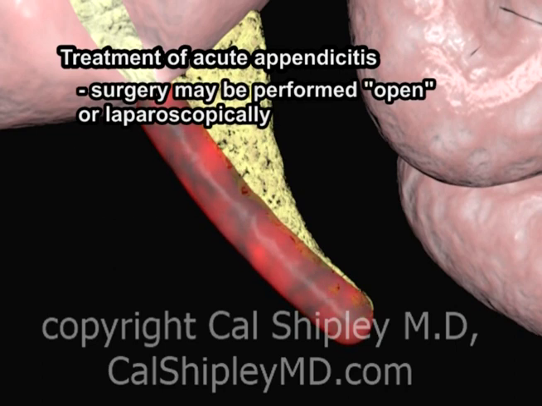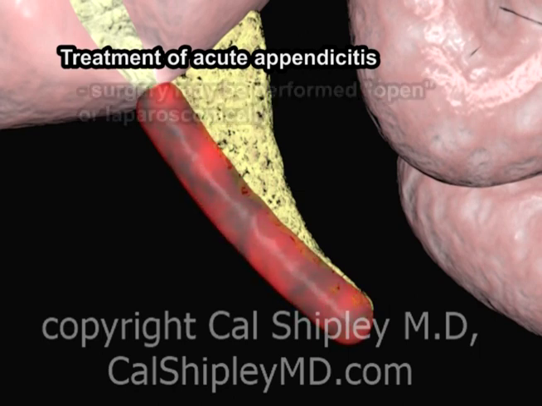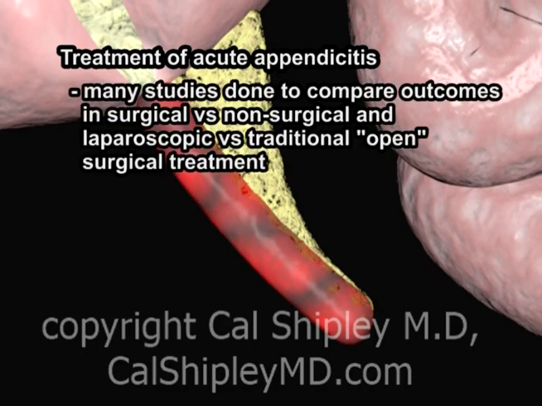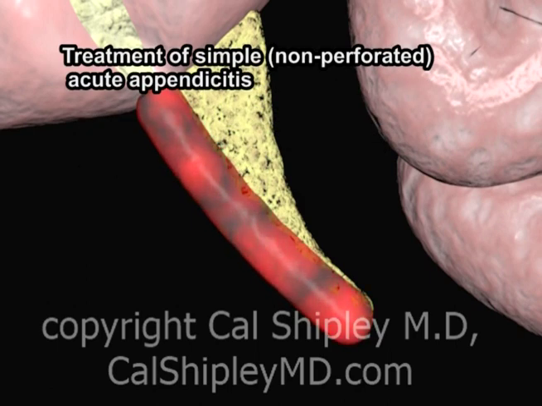In addition, surgical treatment itself has changed with the advent of laparoscopic appendectomy. To date, there have been a fairly large number of studies comparing patient outcomes in surgical versus non-surgical or delayed surgical treatment, as well as the laparoscopic approach compared to the more traditional open surgery. For the purposes of this presentation, I'm going to give you a fairly concise summary of the findings of these comparisons. Let's start by considering patients with simple acute appendicitis, that is, without appendiceal perforation.